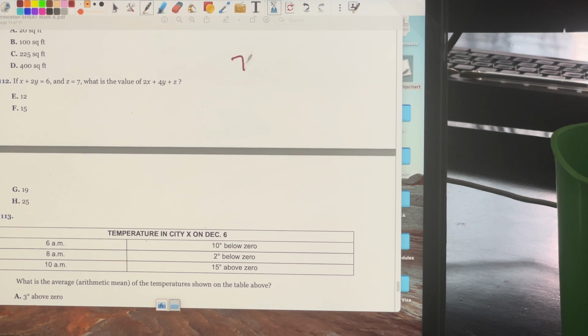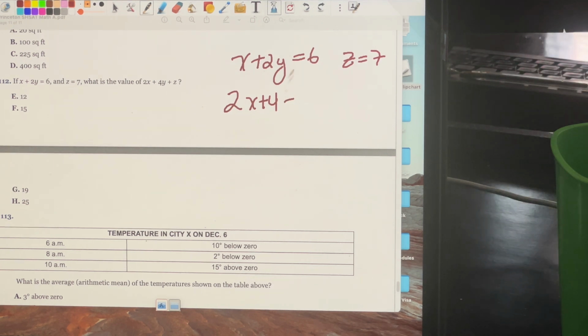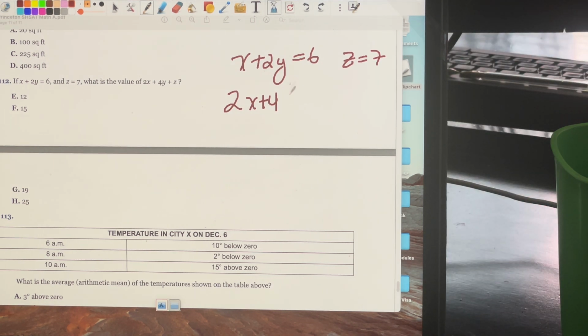If x plus 2y equals 6 and z equals 7, what's the value of all that? Okay, so x plus 2y equals 6, z equals 7, and we want to find what 2x plus 4y plus z equals.